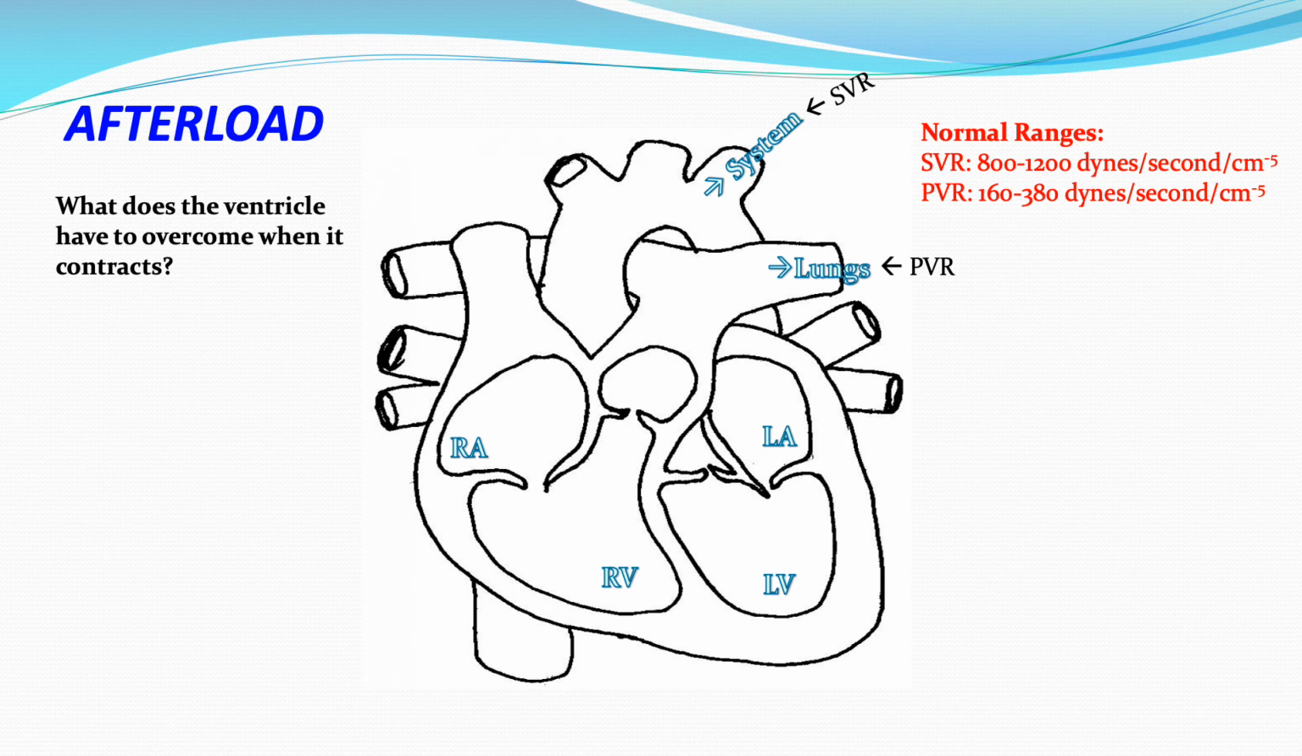So SVR and PVR are measured in dynes per second per centimeter to the negative fifth power. Now, while it's not essential that you memorize this unit of measurement, just notice that a normal SVR is much higher than a PVR. So why do you think this is? Now remember, you have arterial pressure, your blood pressure, in your arterial system, and that's what your left ventricle has to overcome. All of that blood pressure is afterload in a sense. It's pressure that your left ventricle has to overcome to get blood out of the heart.